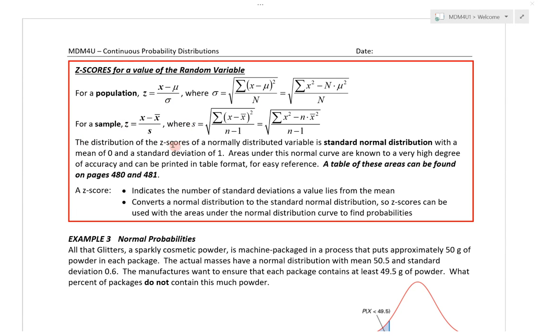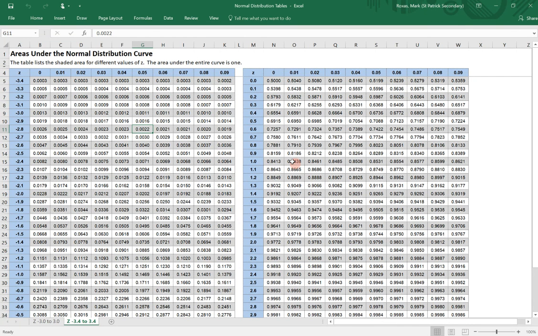Now, the distribution of the z-scores of a normally distributed variable is the standard normal distribution with a mean of 0 and a standard deviation of 1. So areas under this normal curve are known to a very high degree of accuracy and can be printed in a table format for easy reference. And all of you in my class have been given this table. Okay, and this is how the table looks. So for a mean value of 0 and a standard deviation of 1, these are your probability density values, the area under the curve.